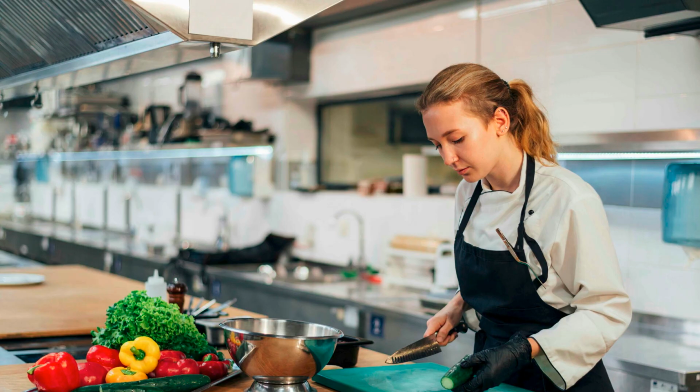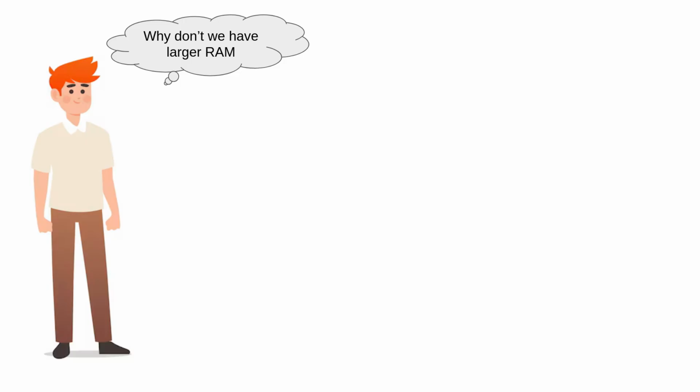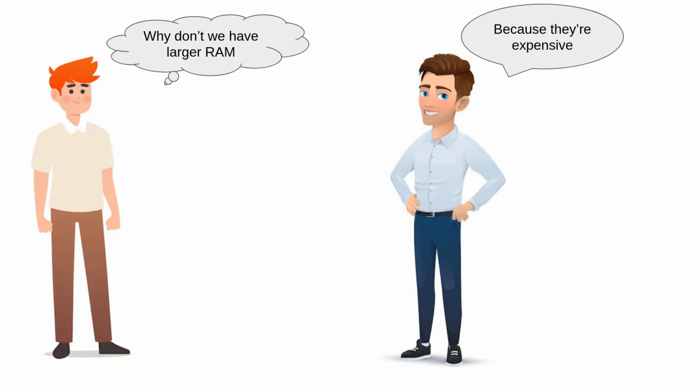But why not just make the pantry or RAM super fast too? Well, speed costs money. Cache memory is made of faster, more expensive technology than RAM. So, we use a smaller amount of it strategically.